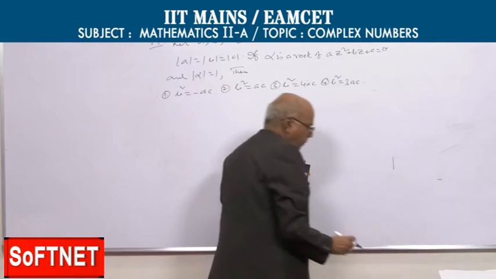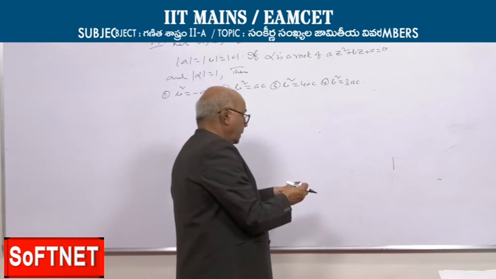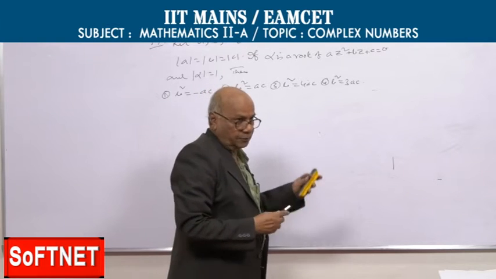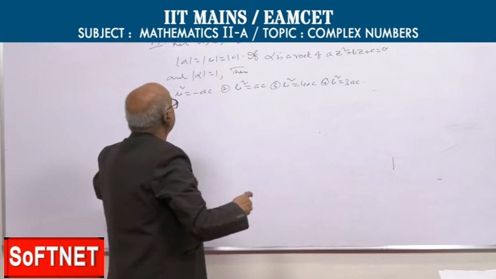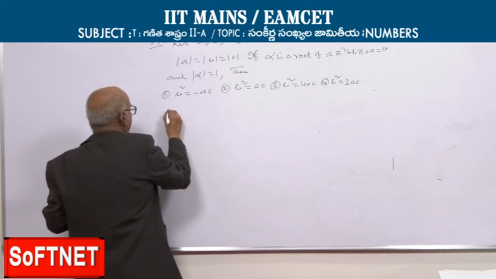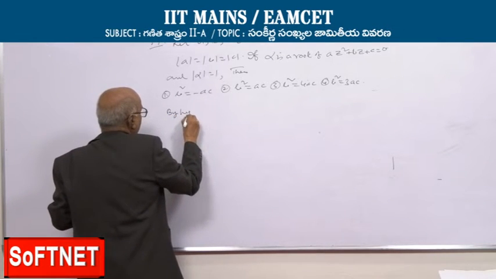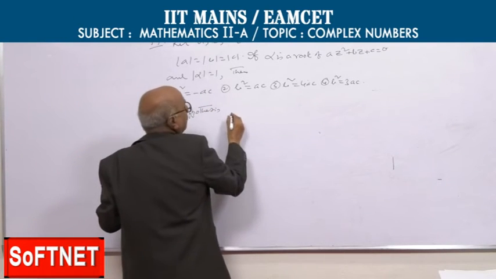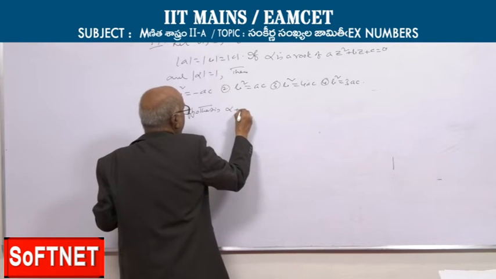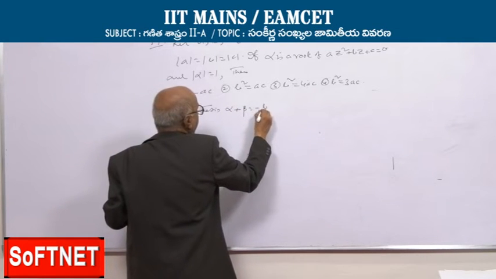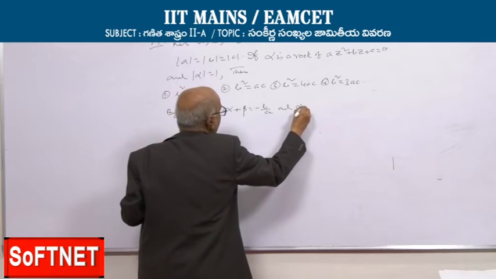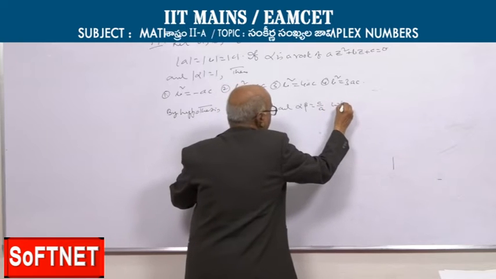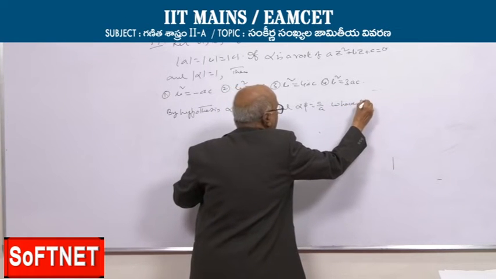This is a very good problem because it won't take much time. In mains, this is not asked, but this may be asked in mains itself. Right. By hypothesis, alpha plus beta is equal to minus B by A and alpha beta is equal to C by A, where beta is the other root.